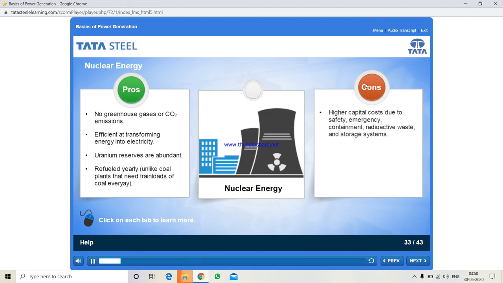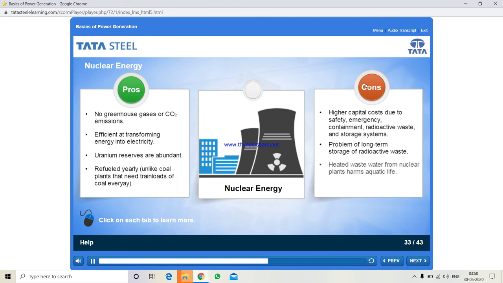Higher capital costs due to safety, emergency, containment, radioactive waste and storage systems. Problem of long-term storage of radioactive waste. Heated wastewater from nuclear plants harms aquatic life. Potential nuclear proliferation issue.